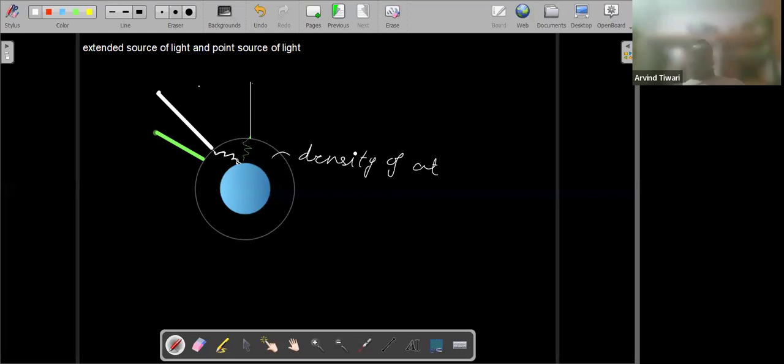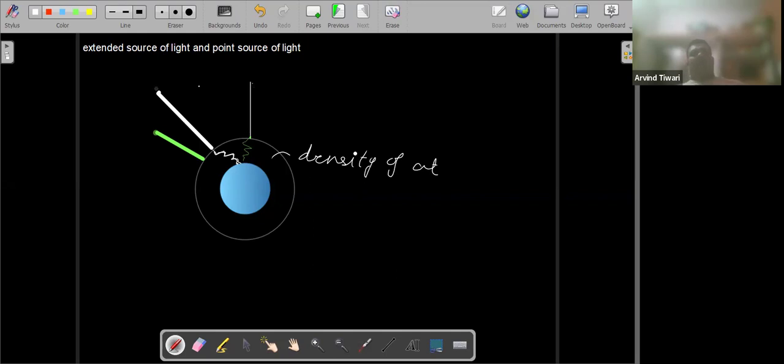See, the atmosphere continuously changes. So due to the continuously changing density of the atmosphere, sometimes our eyes receive a large amount of light and sometimes they receive a small amount of light coming from these point sources of light.